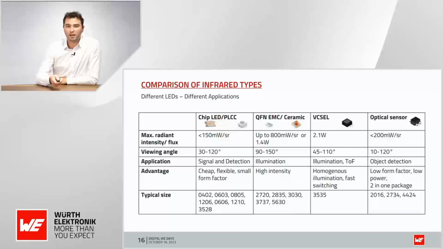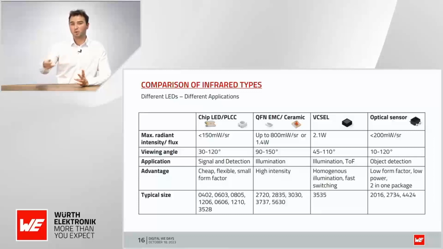But we also have higher power LEDs, like QFN packages and ceramic packages. Those put out a lot of optical power, up to 1.4 watts. They mainly have somewhat larger viewing angles because they are mainly meant for illumination. So if you have, for example, a security camera and you want to illuminate a large area with infrared light, and the camera should detect a person going somewhere in the infrared region, those kinds of LEDs are really useful because they have a high intensity, so high optical power, and they have a big area they can illuminate.